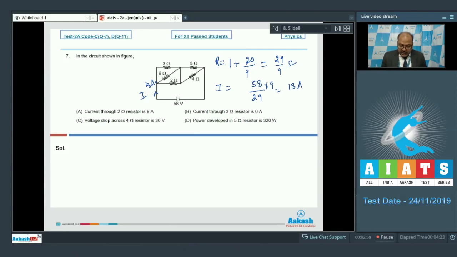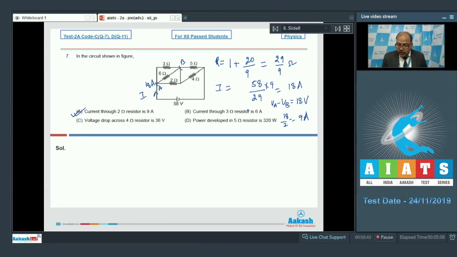Now the question arises as to what is the current in 2 ohm resistance. So we can again find potential difference between, let's say, point A and point B. VA minus VB will be equal to 18 into the effective resistance, which is 1 ohm, and so VA minus VB is equal to 18 into 1, that means 18 volt. So now it's very easy to find current in 2 ohm. It will simply be equal to 18 volt divided by 2 ohm, and that means current in 2 ohm is equal to 18 by 2, or 9 ampere, which means option A is correct.